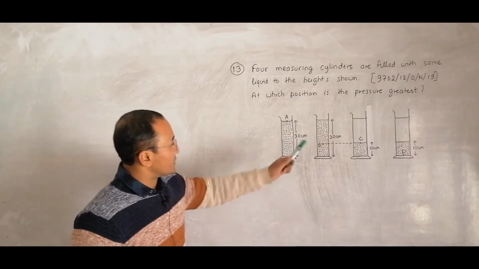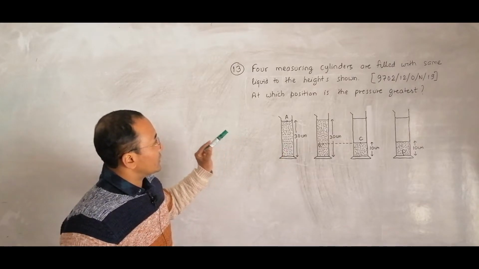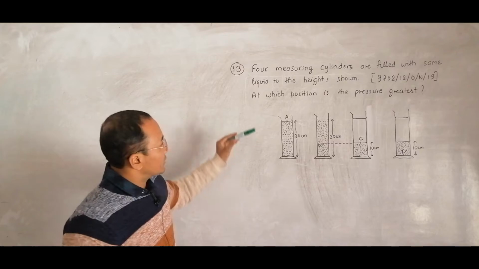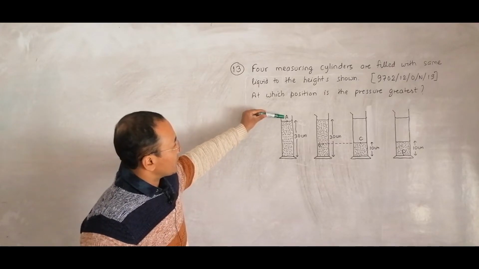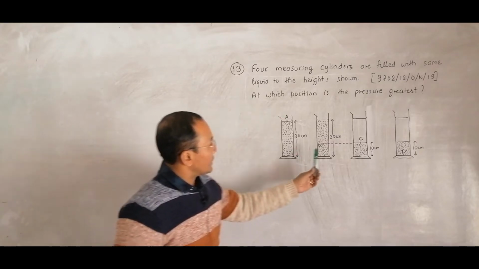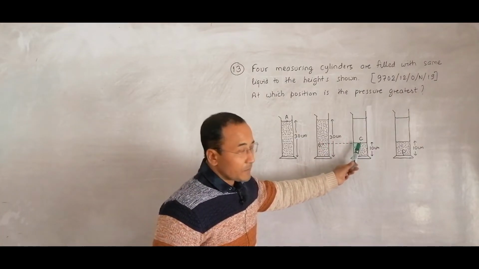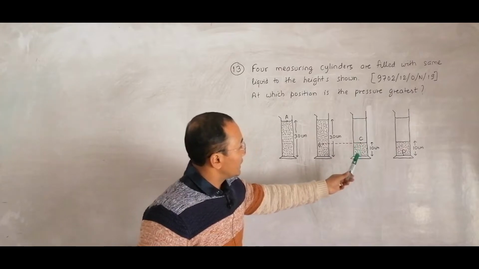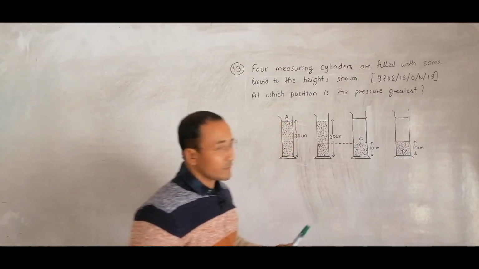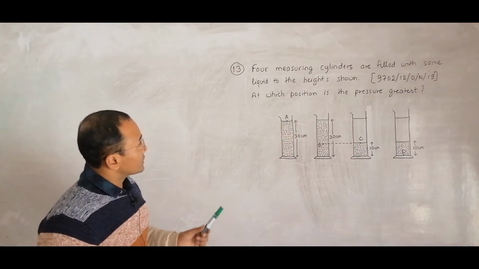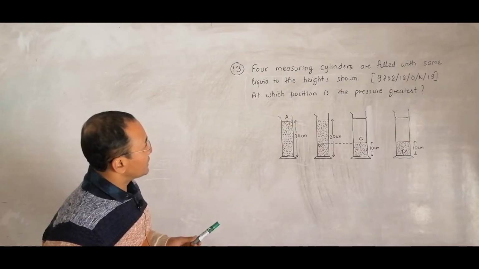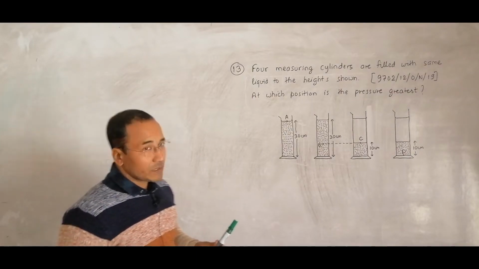And there are several markers here, and according to the diagram, we have to deal with a point on the surface, which is A, a point somewhere in the middle, B, which is at the same height as this. So here is a point at C, and here we have a point at the base of the cylinder. So now we have to find at which point the pressure is greatest.